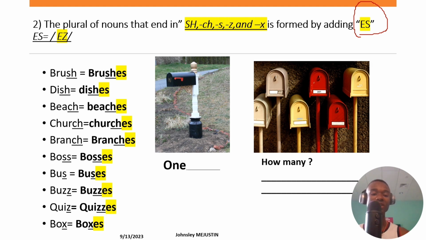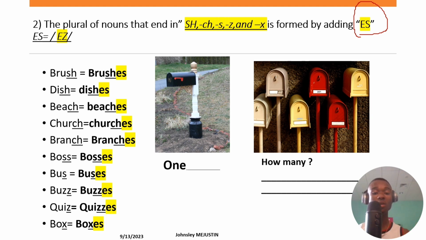Brush, brushes. Dish, dishes. Beach, beaches. Church, churches. Branch, branches. Bus, buses. Buzz, buzzes. Quiz, quizzes. Box, boxes. You see, it's very straightforward. Just add es at the end of these words to have their plurals.